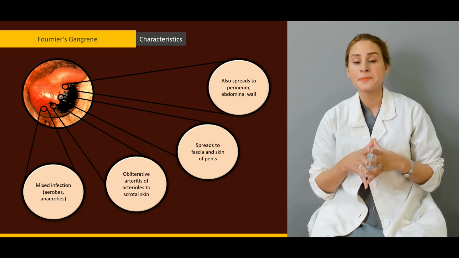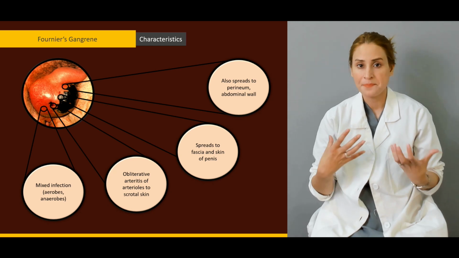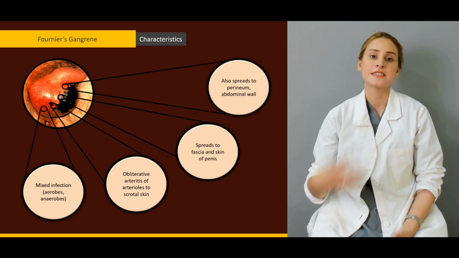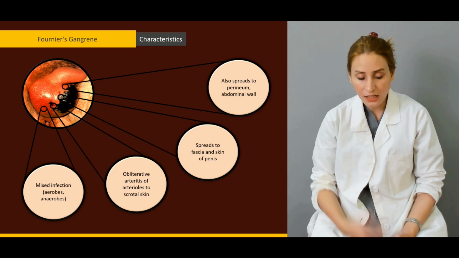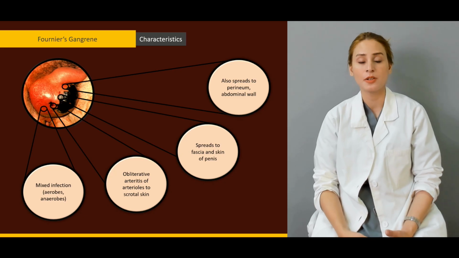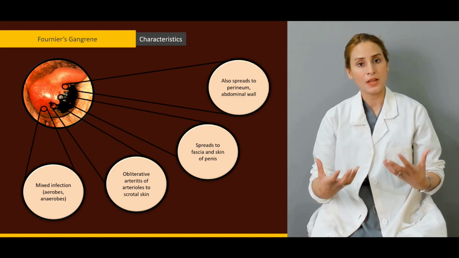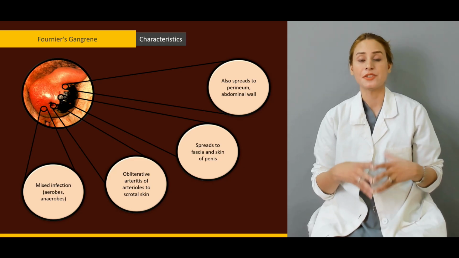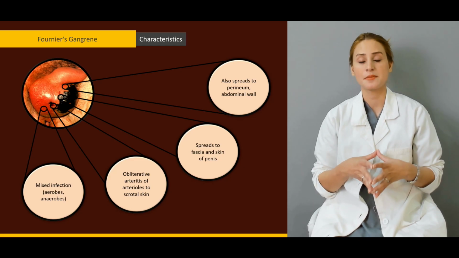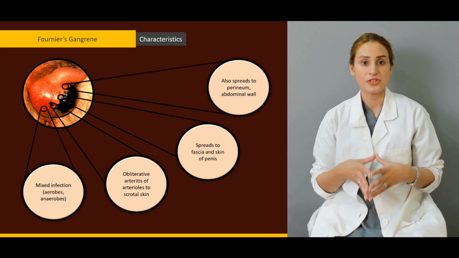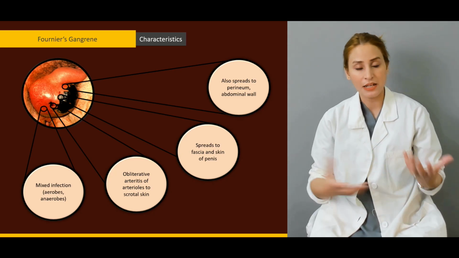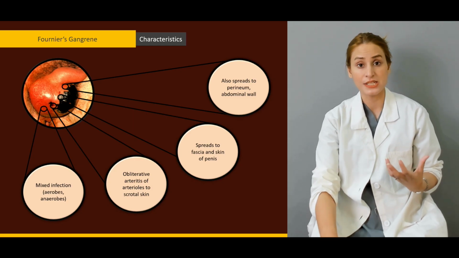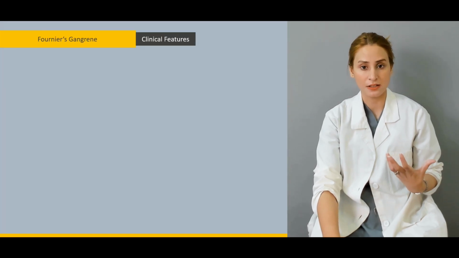And sometimes when there is severe necrotizing fasciitis, it can ultimately spread to the perineum and the abdominal wall. And we know that whenever the infection spreads to the perineum and the abdominal wall, it leads to generalized peritonitis, and because of that it's an emergency, and ultimately the patient has to be treated on an urgent surgical basis.